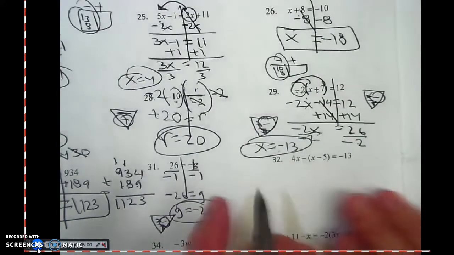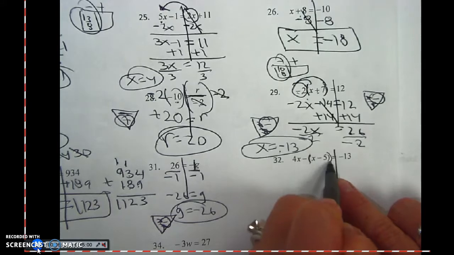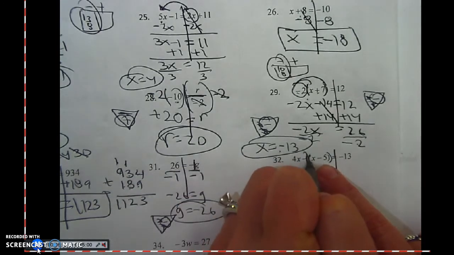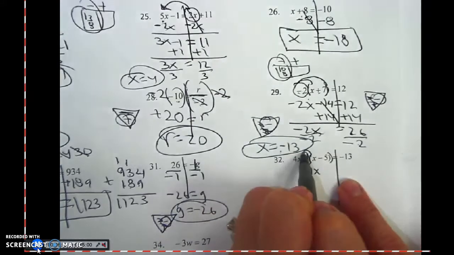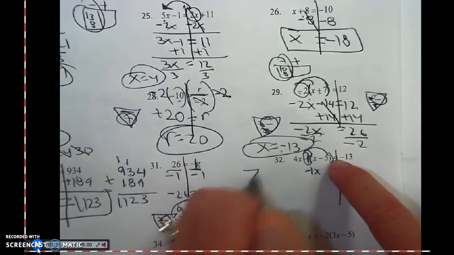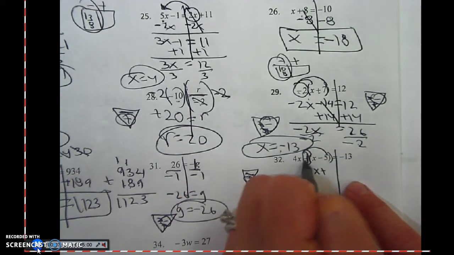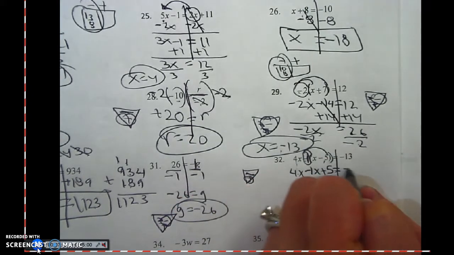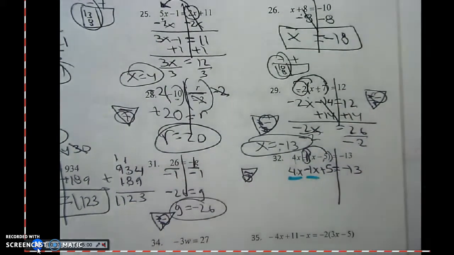Okay. Number 32 is like example 2 on your notes. First thing I see are the parentheses, but I don't see a number, so I put a 1. I'm going to multiply negative 1 times x, negative 1x. Negative 1 times negative 5. Do my triangle. Negative, negative, positive. 1 times 5 is 5. Bring down the 4x and the negative 13. Now I take the same, put them together.